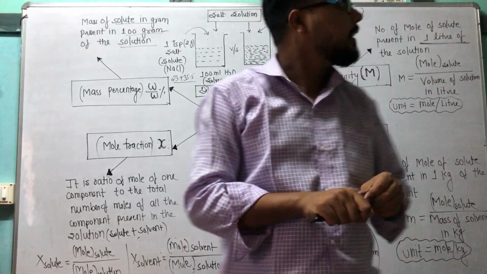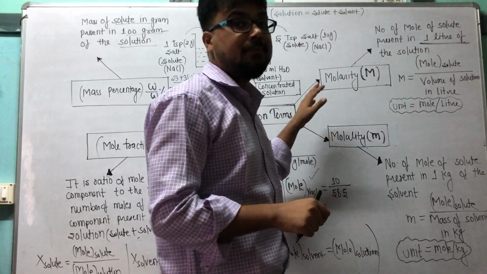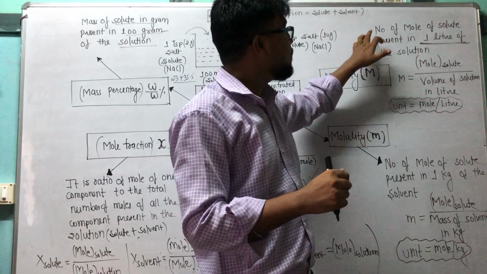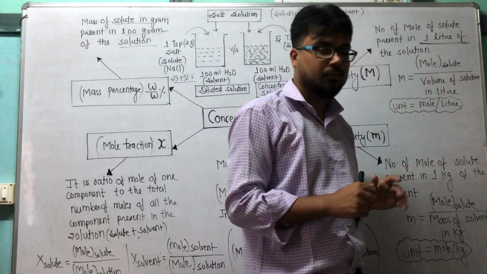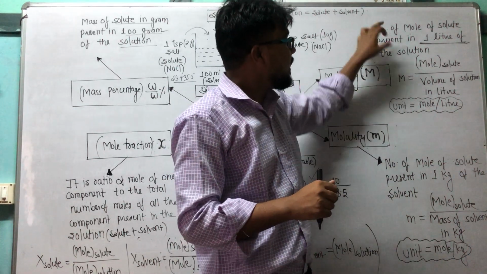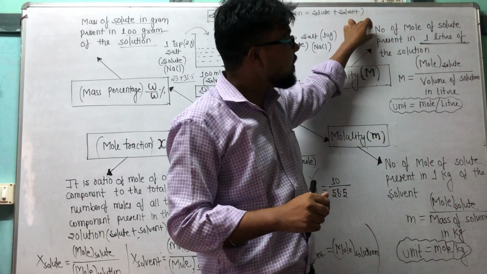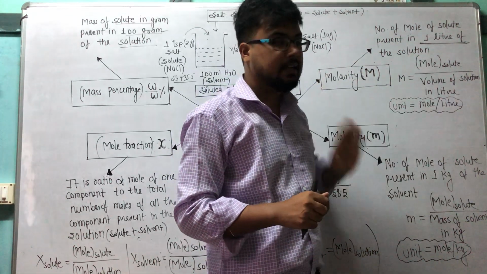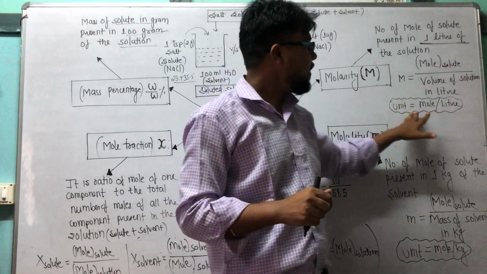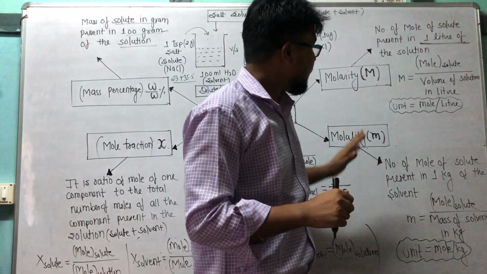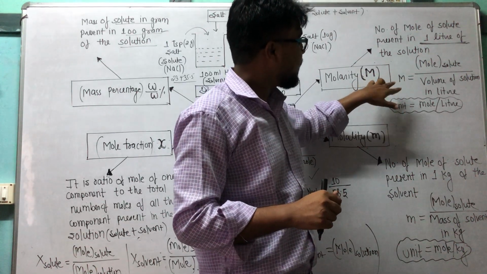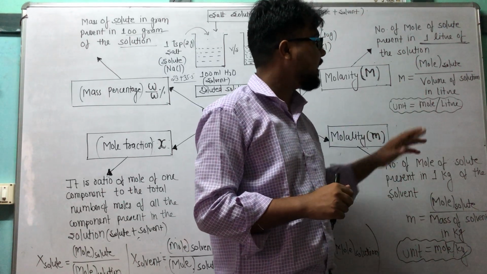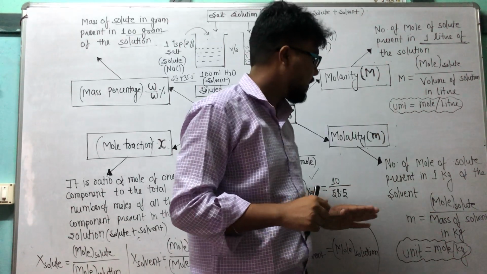Next is molarity. What is this? Mole of solute present in 1 liter of the solution. Again, mole of solute can vary, but the solution amount is fixed, it is 1 liter, correct? So its unit will be mole per liter. We can further define it as mole of solute divided by volume of solution in liter. It is nothing but molarity.